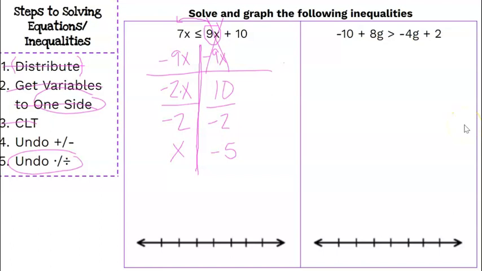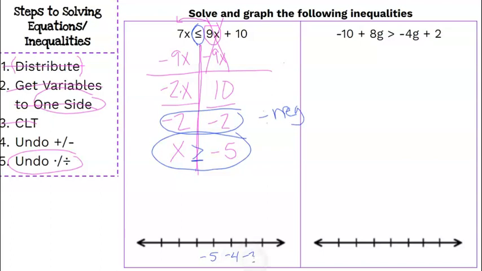Now here is where it's really important to remember that we're working with an inequality, which means when we divide both sides by that negative value, we have to remember to flip that inequality. So instead of it being a less than or equal to, it's now going to be a greater than or equal to. So x is greater than or equal to negative 5. I'm going to put negative 5 in the middle of my graph.